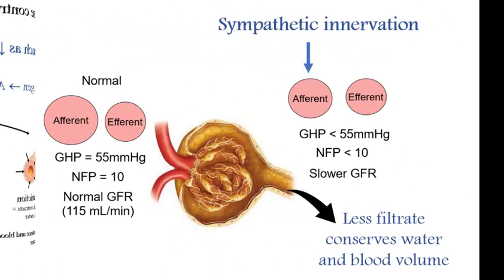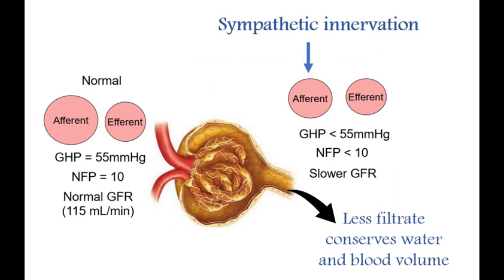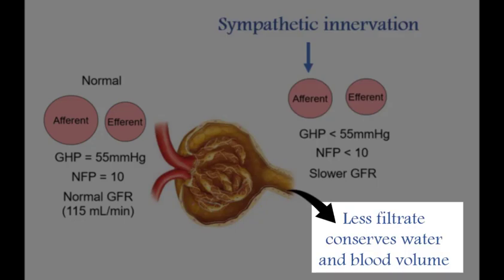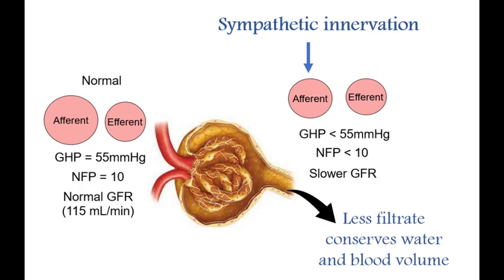The nervous system can also act to decrease urine output. Sympathetic innervation to the efferent arteriole will constrict it, which will decrease the filtration rate so less urine will be produced. This conserves water and blood volume.